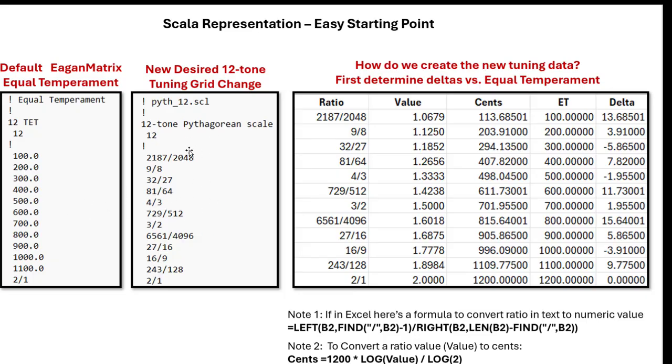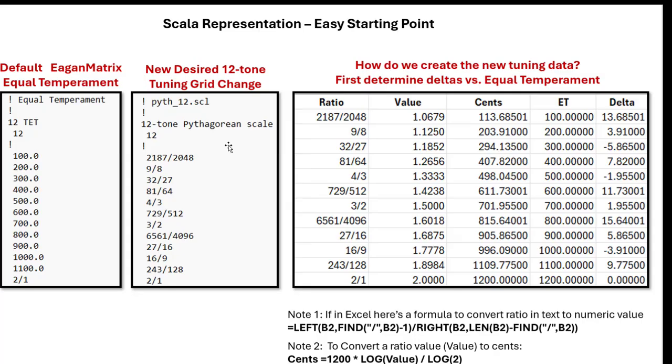So let's retune, let's say, our Osmose. Instead of playing my 12 chromatic notes and having equal temperament come out, let's retune them so that when you play a chromatic scale, you're going to get a 12-tone Pythagorean scale coming out.